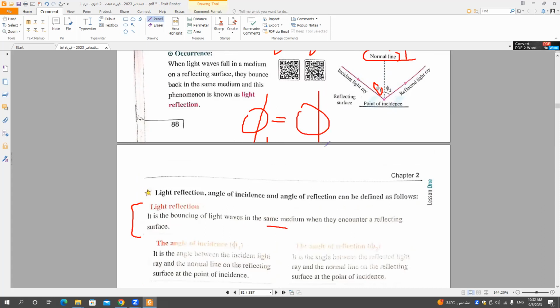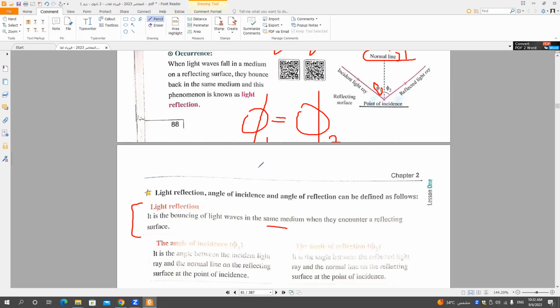So the angle of incidence equals the angle of reflection. If this angle equals 20, then phi 2 equals 20. If 30, then 30. If 40, then 40. If 0, then 0.